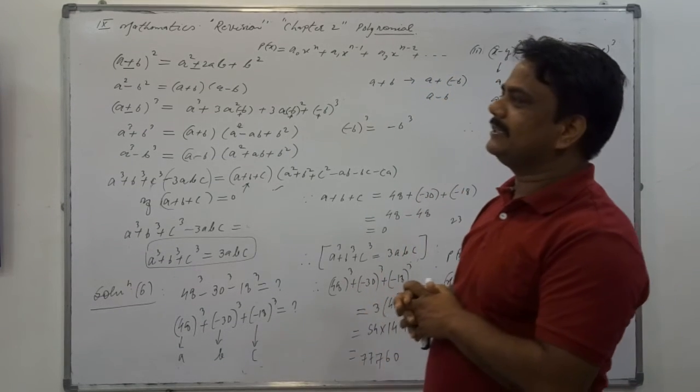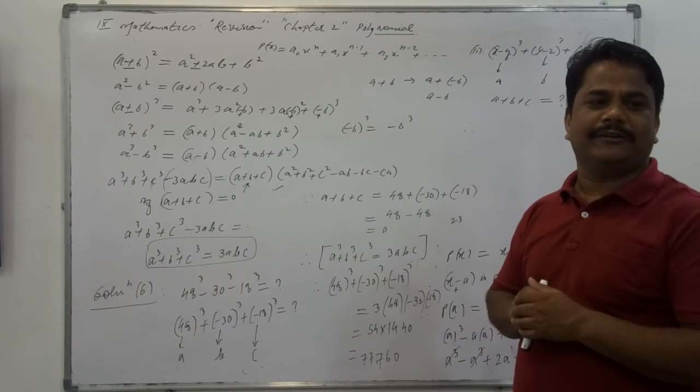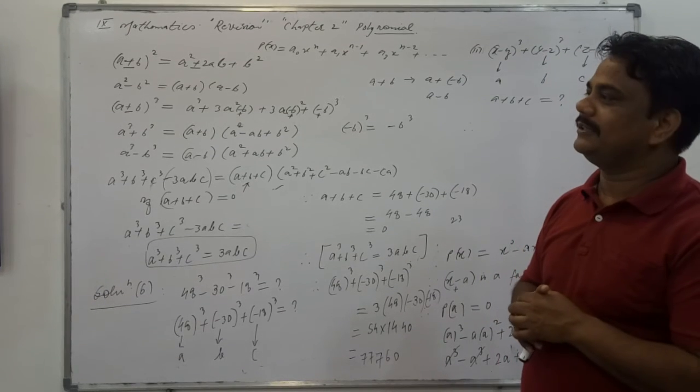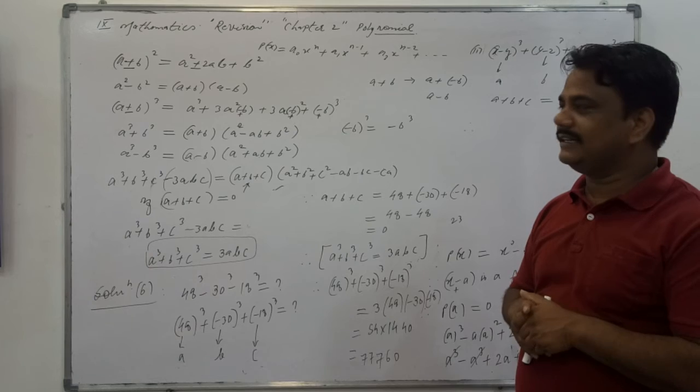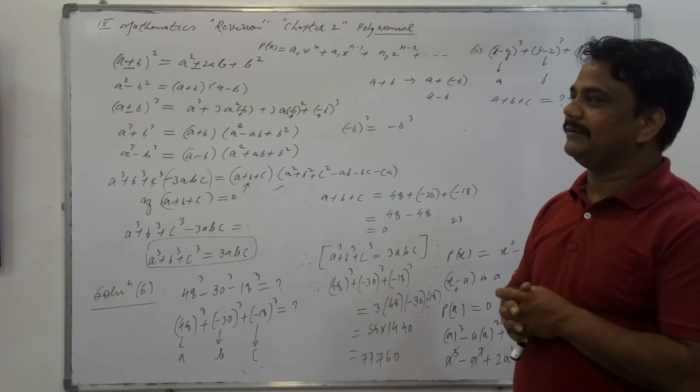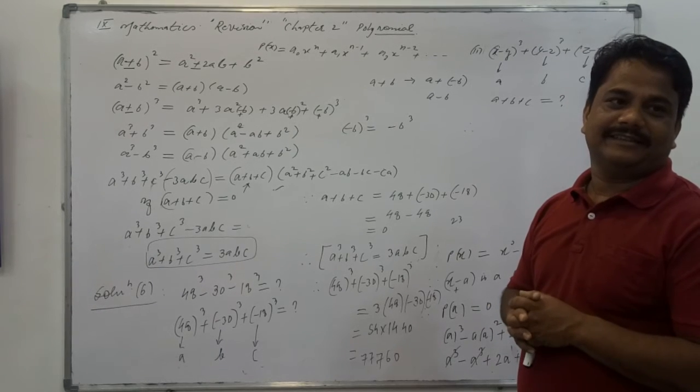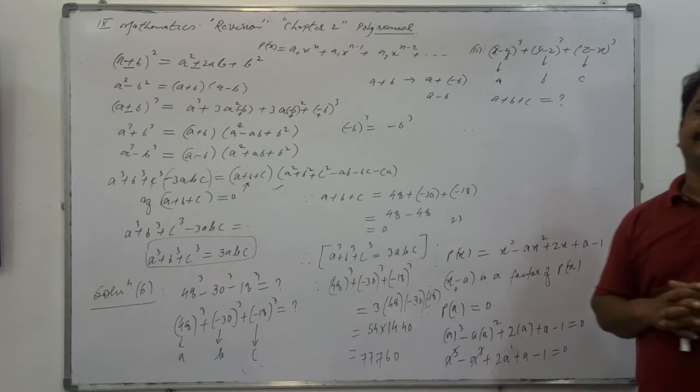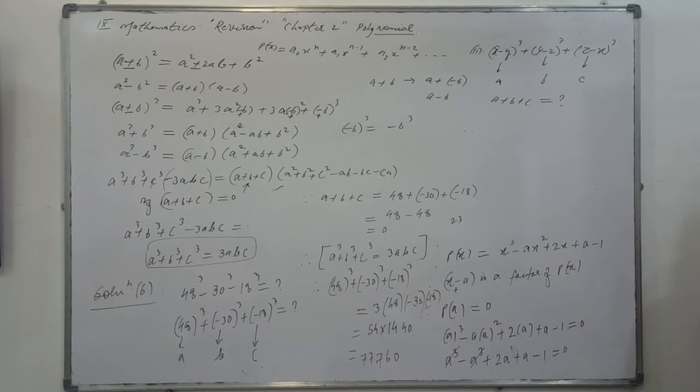Question 7. Classify the following as a polynomial in one variable and two variables. I hope you can solve this question. First is one variable, second is one variable, third is two variables, fourth is two variables. That's clear, right? And do you know the coefficient here also? Now look at the next question.